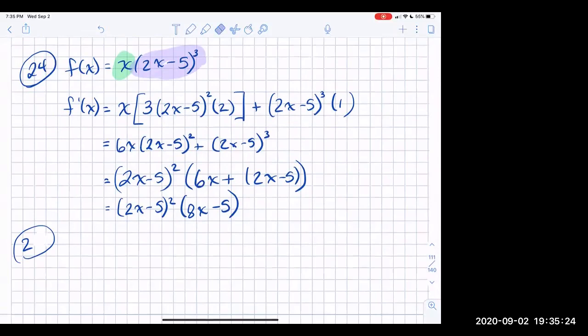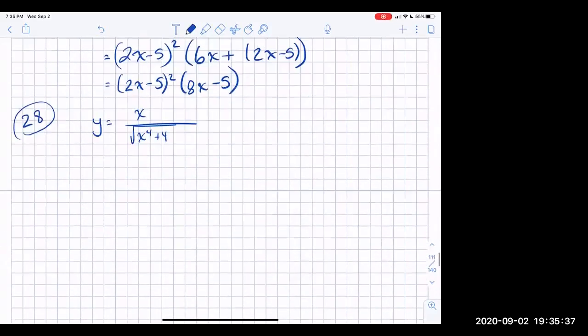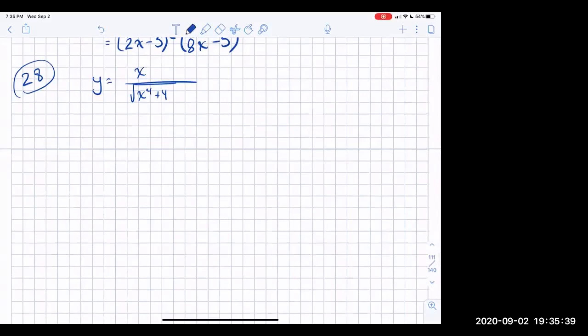Now I want to do 28. Okay, so this one is y equals x over the square root of x to the 4th plus 4. Now, what do we see going on with this one? Yeah, the quotient rule. Now, is there a way to avoid the quotient rule? Usually there is. Did you know that? I could write it as a product, couldn't I?